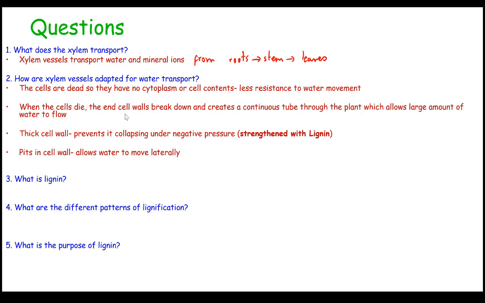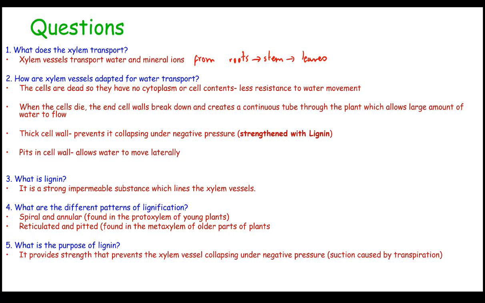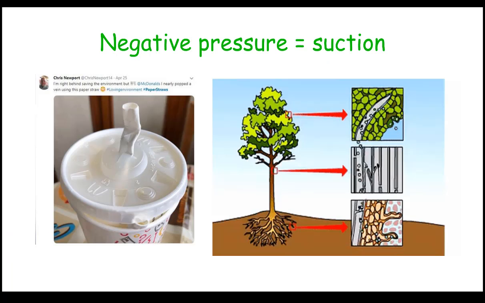Now, what is lignin then? It's a strong impermeable substance which lines the xylem vessel. And again, it is there because it prevents the xylem collapsing under negative pressure. The different patterns of lignification are spiral and annular, and reticulate and pitted. The purpose of lignin is it provides strength and prevents the xylem vessel collapsing under negative pressure.